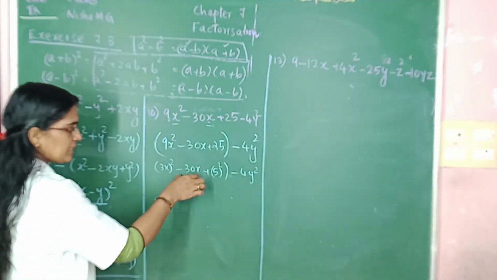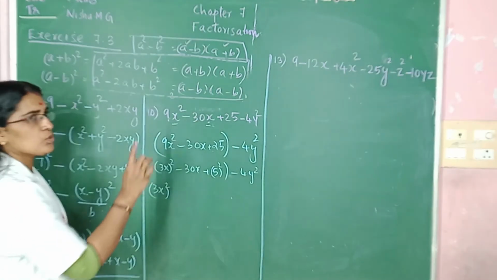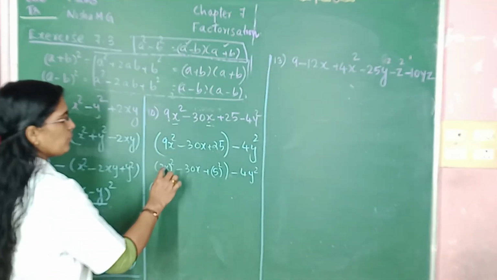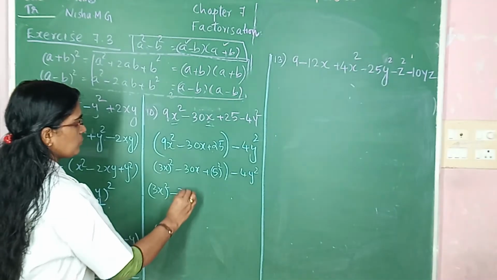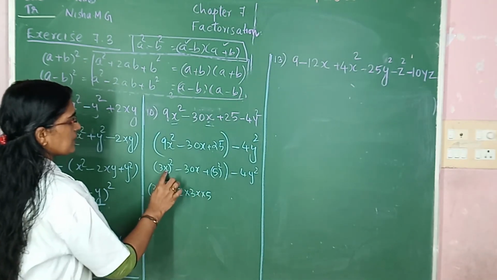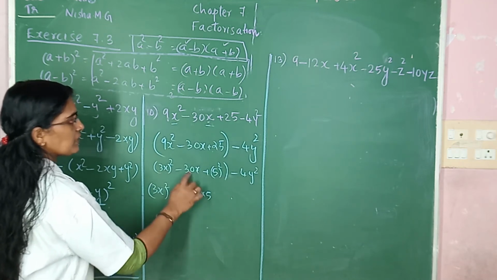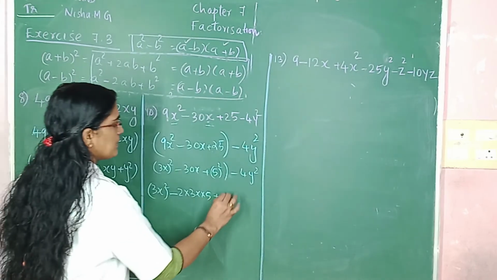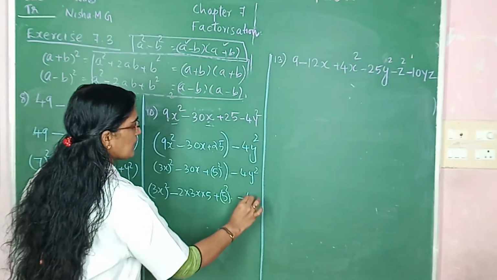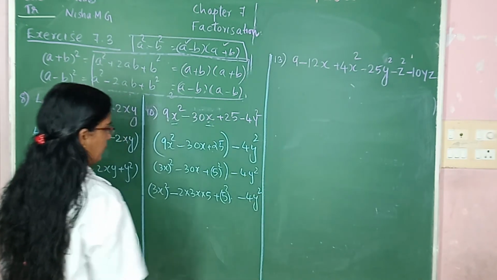Now minus 30x, how to change? This will be 2ab, 2 into 3x into 5. 3x is a, 5 is b. Now find the product. 2 into 3, 6 into 5, 30. Correct. Plus 5 square minus 4y square. Don't change now. We will change but not now.